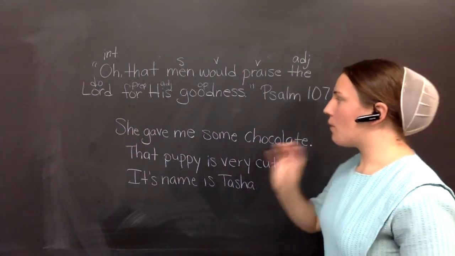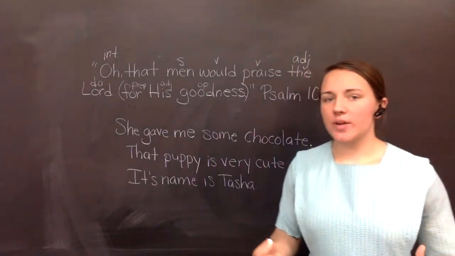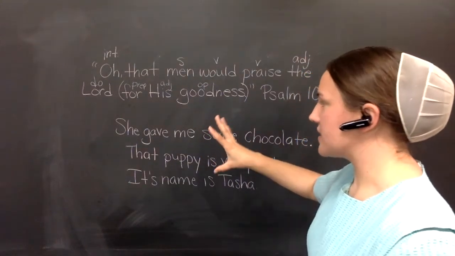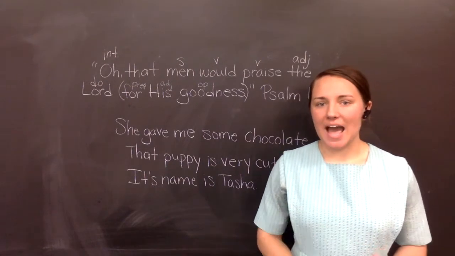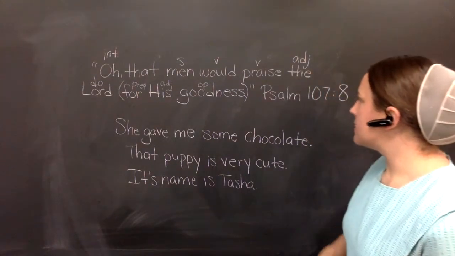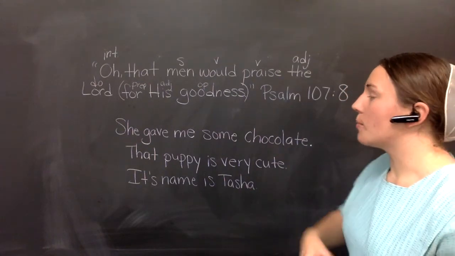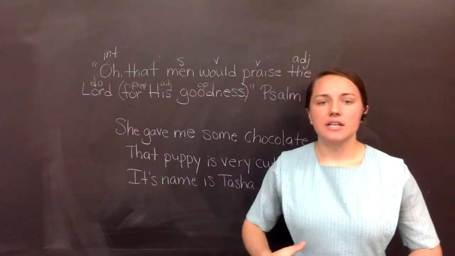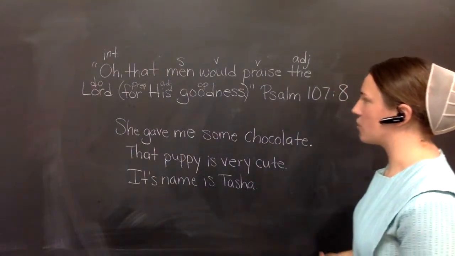So when we have prepositional phrases in a sentence, what do we do with them when it's time to diagram? So let's just look at this prepositional phrase. Now, a prepositional phrase is functioning as either an adjective or an adverb. So that means that the prepositional phrase is describing or modifying maybe a noun or maybe the verb. So if you look in this sentence, for his goodness, what is it talking about? Is it talking about a noun? Is it talking about the verb? Like, what is it describing?